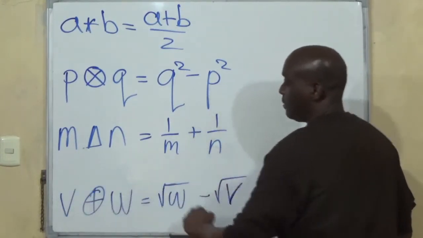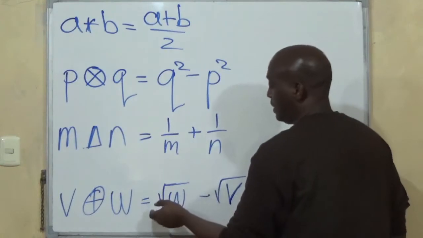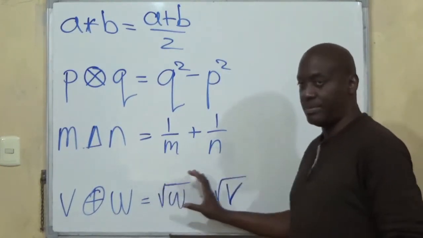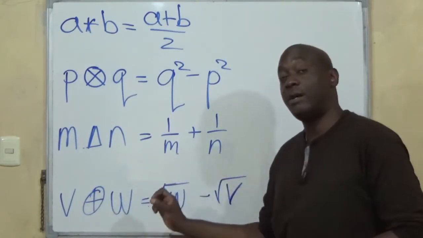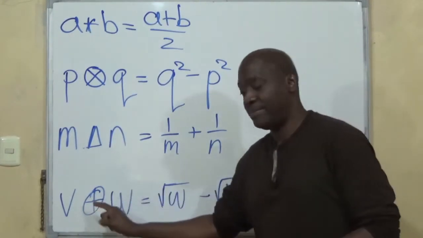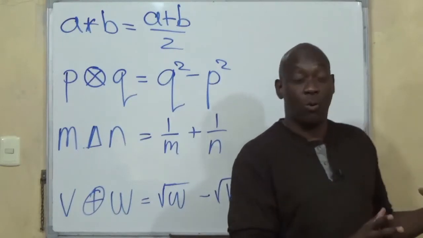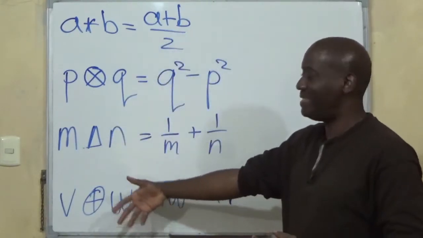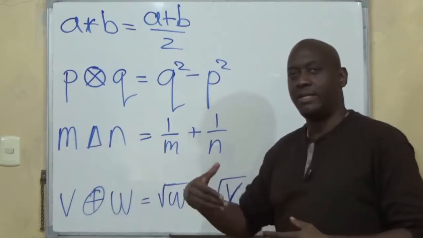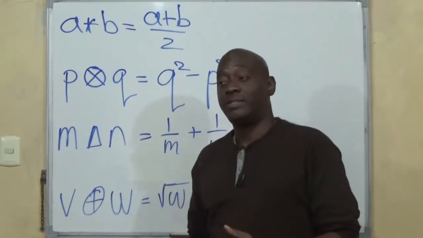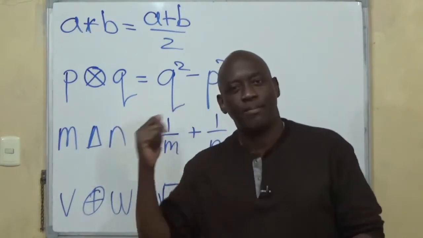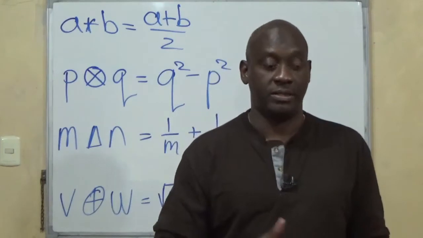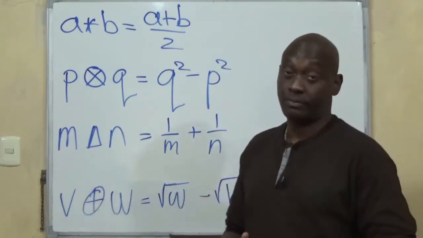Same story here now. V, circle with the cross inside, W is equal to the square root of W minus the square root of V. This here is the operation. The V and the W are the operands. This symbol here is the operator. So we have the binary operations defined generically. We define it in a way that will allow us then to input any pair of values for the operands, the variables, so to speak.